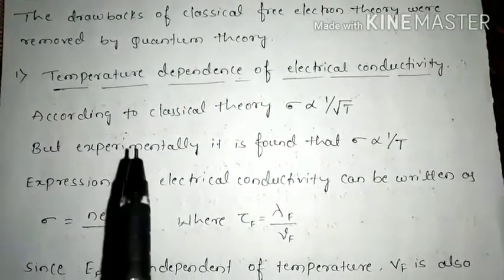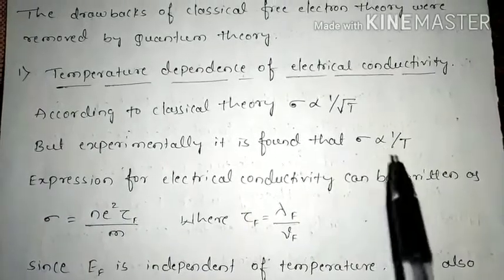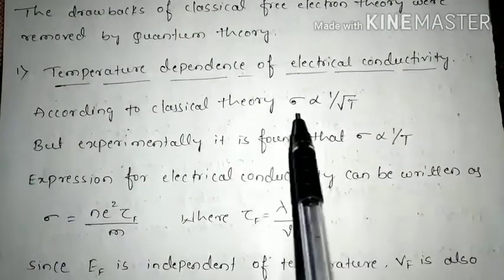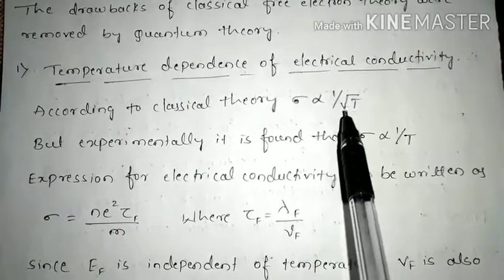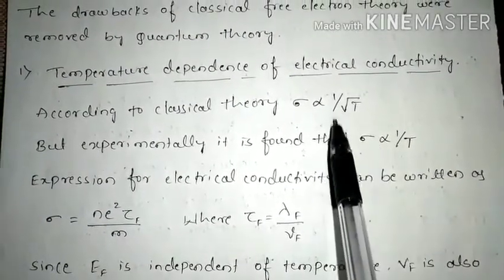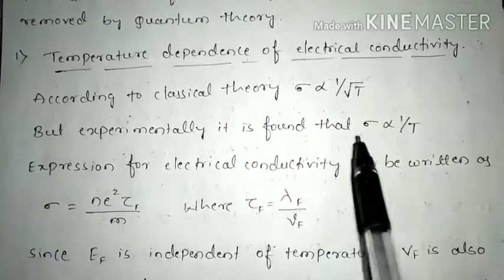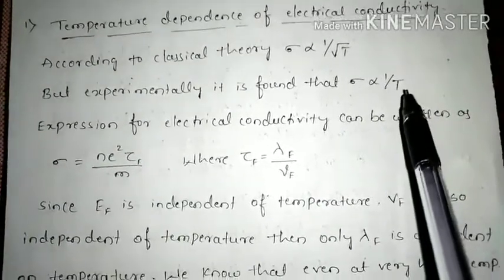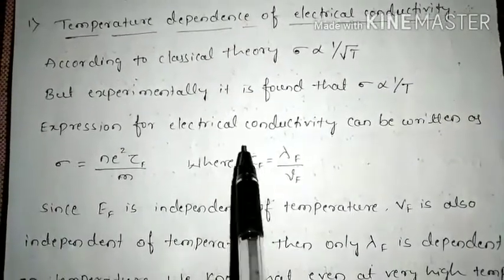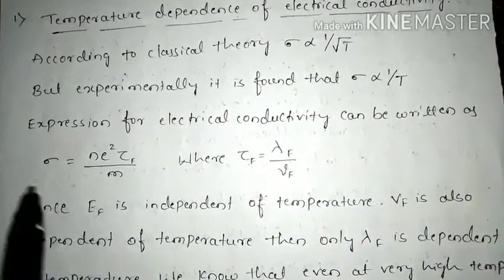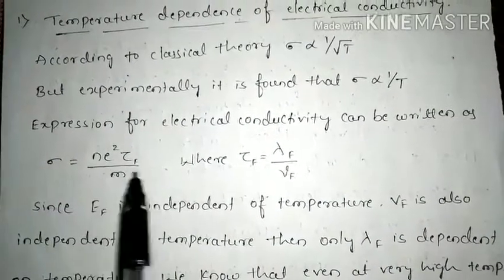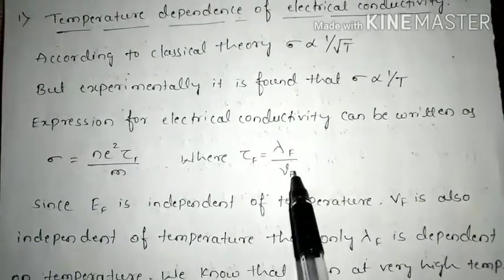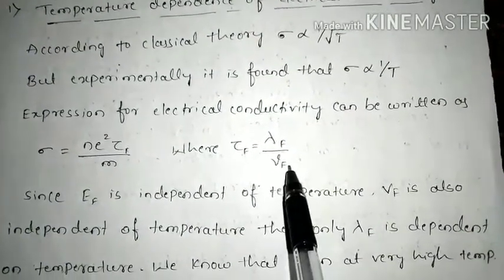Now all of you know that sigma is inversely proportional to temperature, but according to classical free electron theory, sigma is proportional to 1 divided by root of T, which is not correct, because experimentally we found that sigma is inversely proportional to T. Now the quantum theory has explained it. Expression for electrical conductivity can be written as sigma = n e² tau f / m, where tau f = lambda f / Vf.